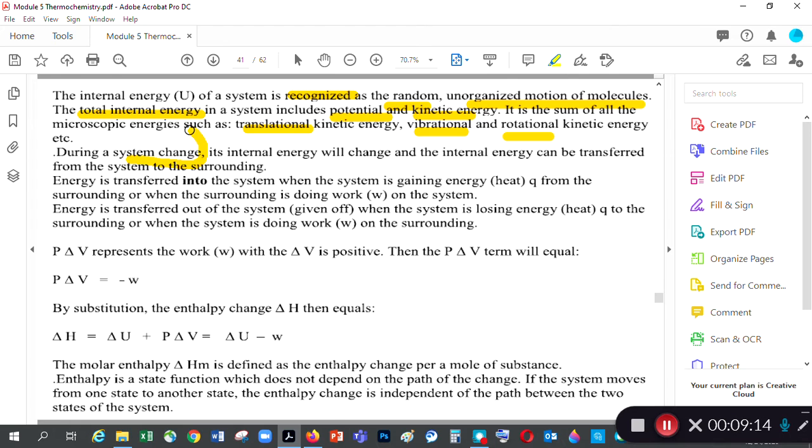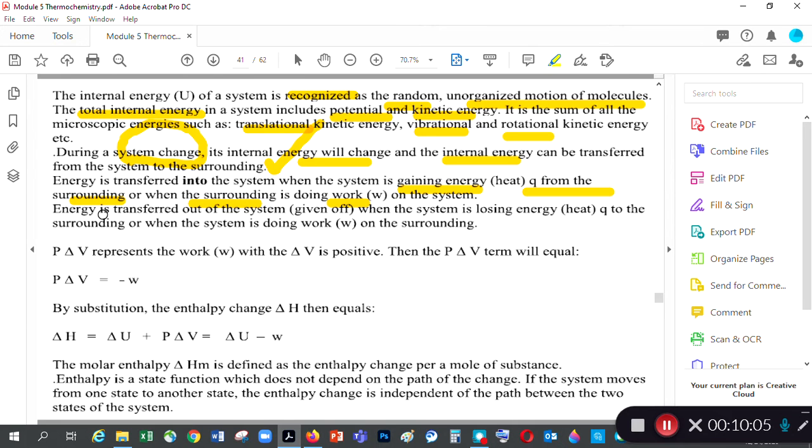During a system change, and this is very important, the internal energy will change, and the internal energy can be transferred from the system to the surrounding, correct? Energy is transferred into the system from the surrounding when the system is gaining energy, heat Q, from the surrounding, or when the surrounding is doing work on the system. That's in the case of an endothermic reaction.